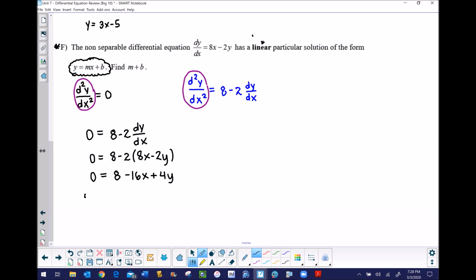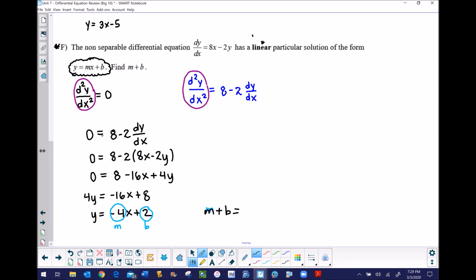So I'm going to swing this around. I'm going to put the 4y on the left, and I've got negative 16x plus 8 on the right. I'm just going to have them trade places. And then I'll divide by 4. I get y is negative 4x plus 2, right? And here's your m. Here is your b. And what is m plus b? Well, I sure hope it's, my signs are jacked up, aren't they? Wait a minute, my signs aren't jacked up.